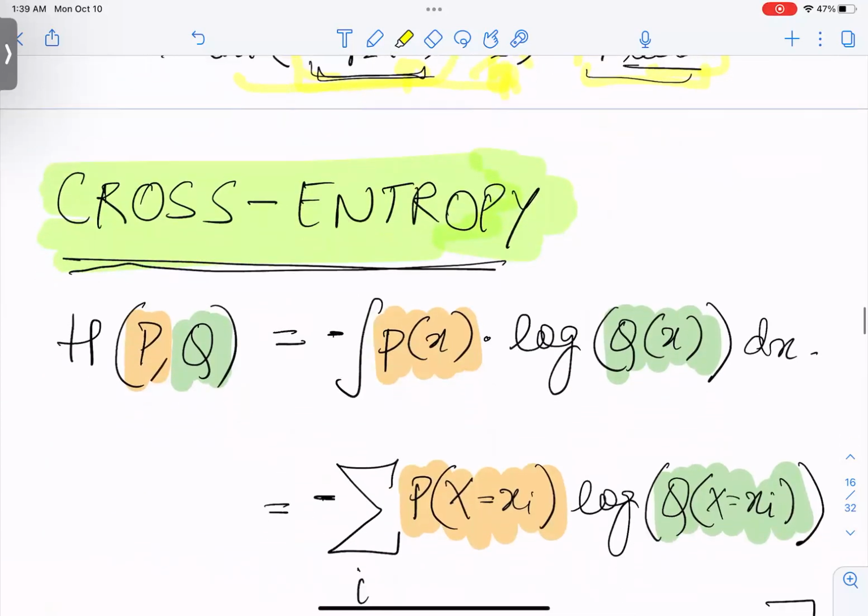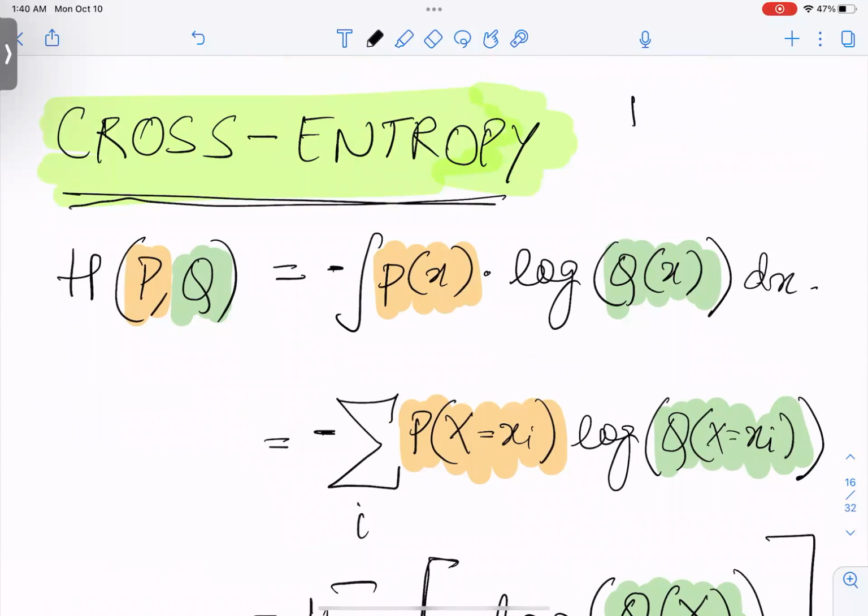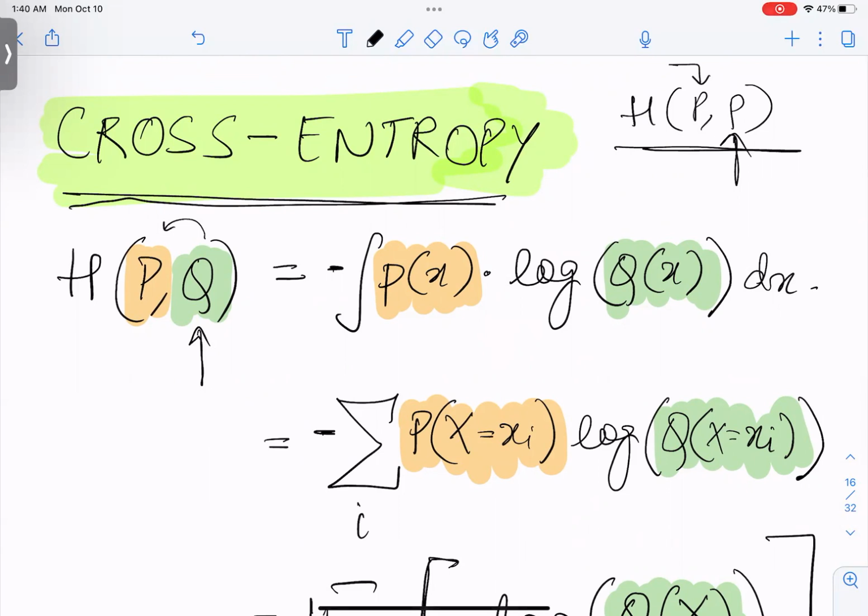Now let's come to cross entropy. We saw that entropy can be written as H of p, p, where the first is the one we are getting the samples from, and the second is where we are getting the information. But now we have q in here. What is this q? This q says that we are trying to assume that q is equal to p. We have data points, xi's, actually coming from the true data distribution, but we don't know what p is. So we are trying to assume it to be q.